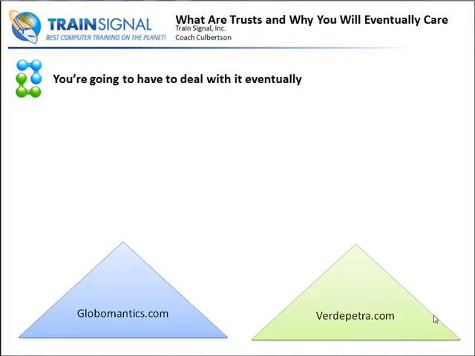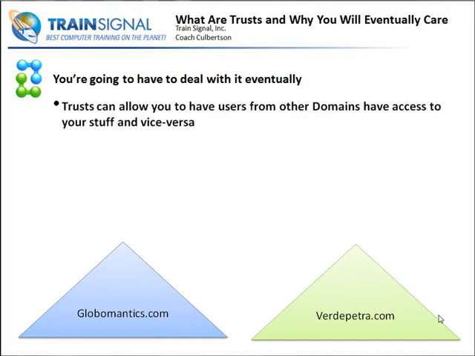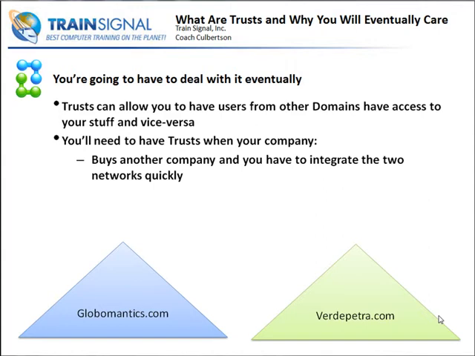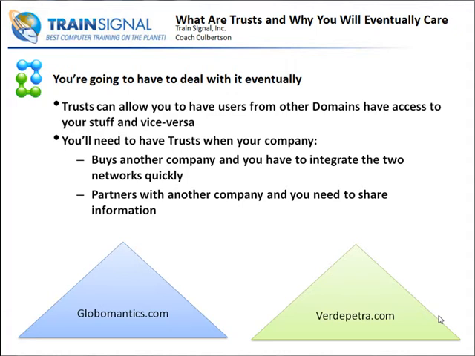So let's start off by talking about, again, what trusts are and why you're going to eventually care. Trusts can allow you to have users from other domains have access to your stuff and vice versa, if you want to, that is. You're going to need trust when your company buys another company and you have to integrate the two networks quickly. You're also going to need them if you partner with another company and you need to share information. And I mean a lot of information, especially if you're in software development, where sharing code base back and forth is going to be pretty critical.